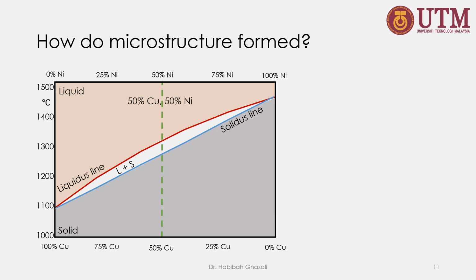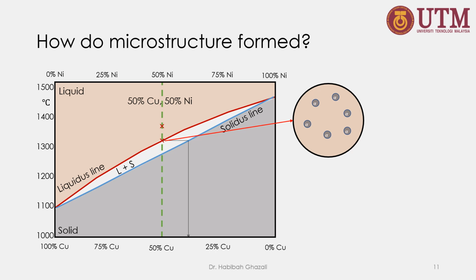So now let's have a look at how the microstructure forms for this alloy. This alloy consists of 50% copper and 50% nickel. We want to know what happens during solidification and what microstructure is formed at the end. Above the liquidus line, everything will be liquid, as I mentioned earlier. As soon as the temperature drops and touches the liquidus line, some nuclei will form. And the composition of these nuclei, we can determine using the tie line.